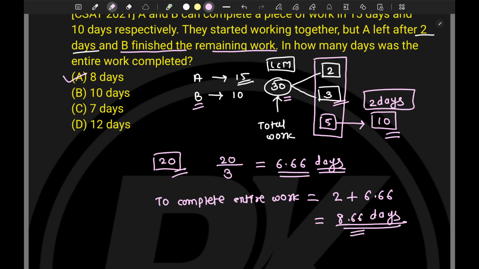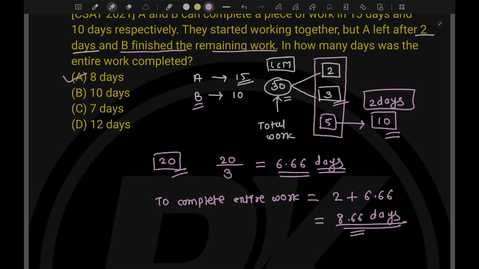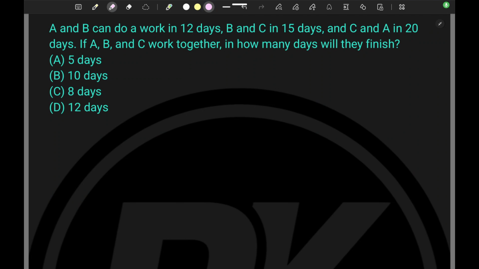Okay, now let's move to the next problem. Okay, so here A and B can do a work in 12 days. So the given data says A and B are completing a work in 12 days, B and C are completing the work in 15 days, and C and A are completing the work in 20 days respectively. Then if A plus B plus C are working together, in how many days will they finish the entire work? So that is what is asked.